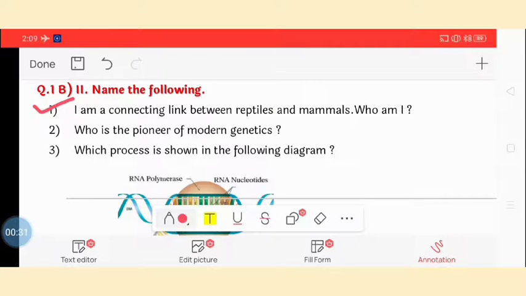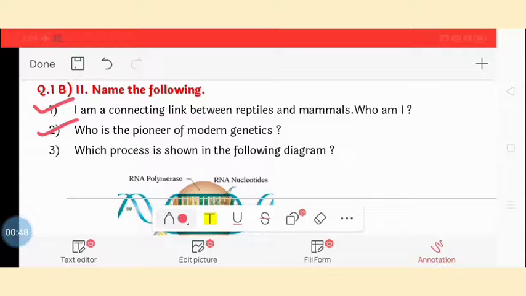Second question, who is the pioneer of modern genetics? The scientist known as the pioneer of modern genetics is Gregor Mendel, Johann Gregor Mendel.